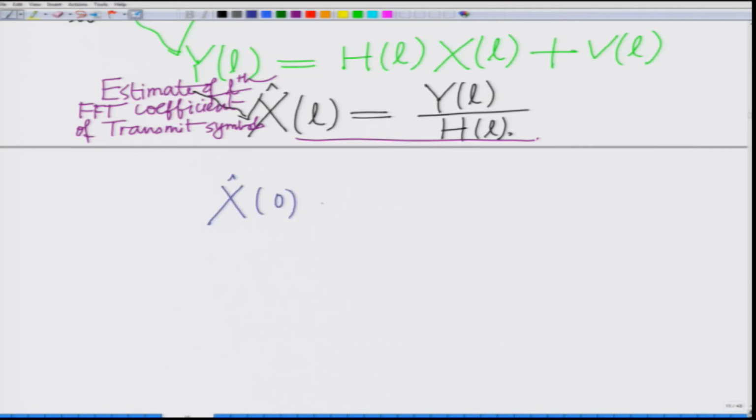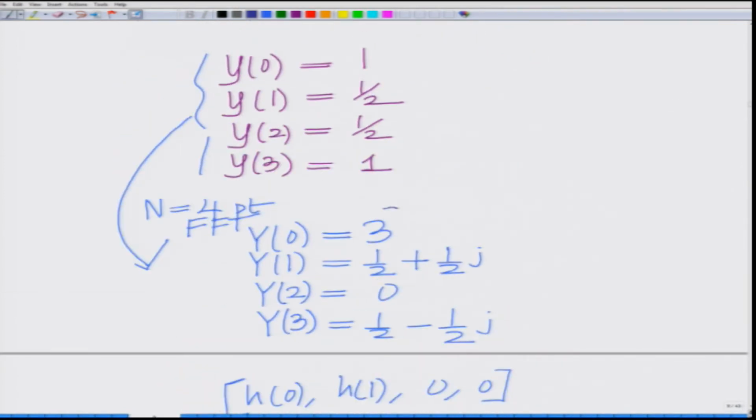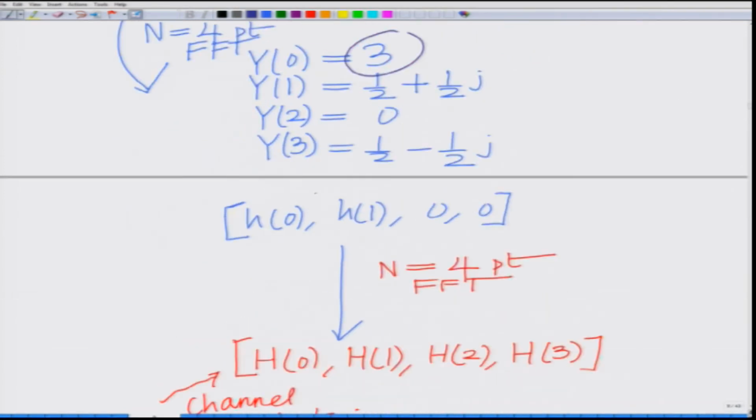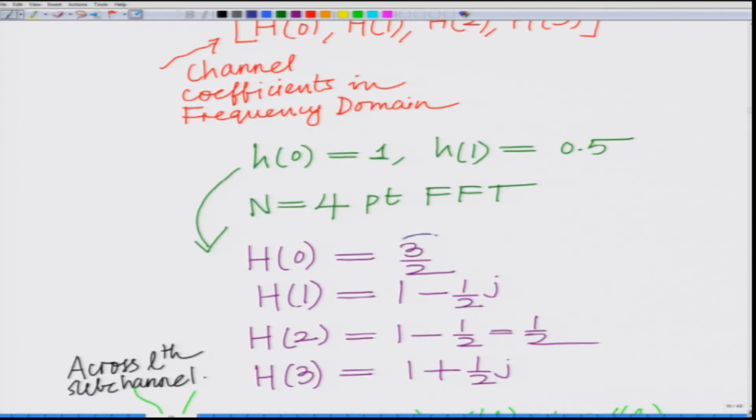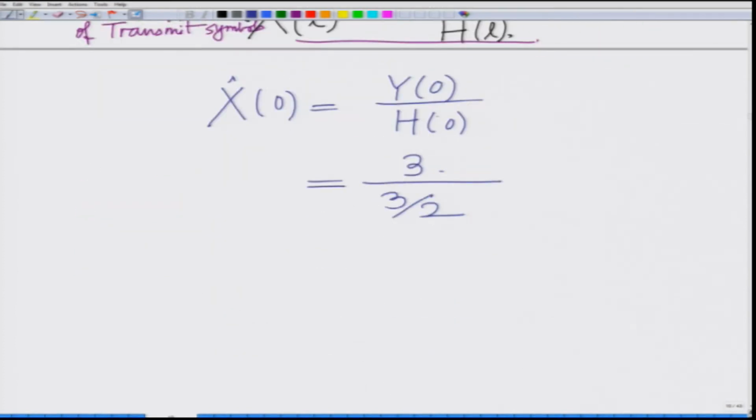Capital X hat 0 equals capital Y of 0 divided by capital H of 0. Capital Y of 0 is 3, something we have already calculated, and capital H of 0 equals 3 by 2. Therefore, capital X hat of 0 equals capital Y 0 divided by capital H 0, that is 3 divided by 3 by 2, which is 2.